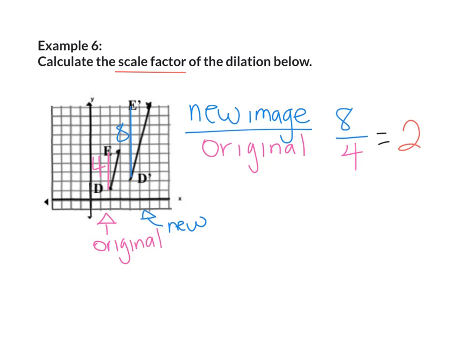Now I'm going to do the same thing, but I'm going to do it for my x's this time. So I'm going to start with my new image. I'm going to draw my line. And that's going to be 2 units. Now I'm going to go to my original. I'm going to draw my line. And that's going to be 1 unit. So 2 divided by 1 will also give me 2. Since they both gave me the same answer, the scale factor is 2.